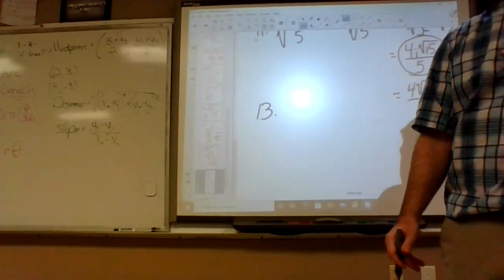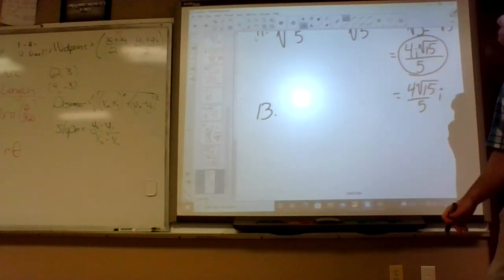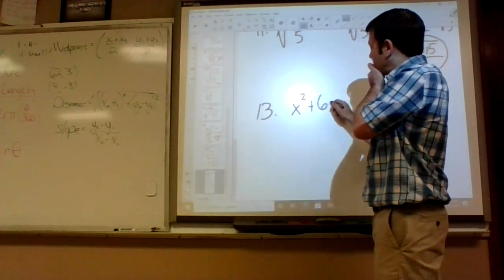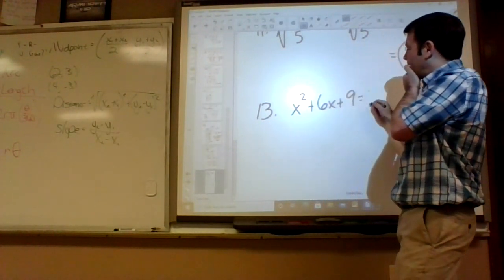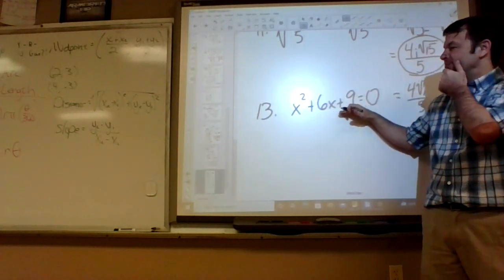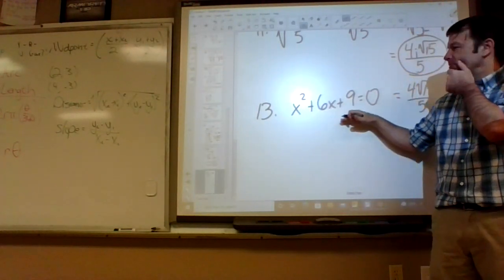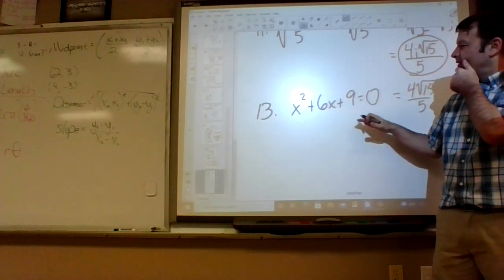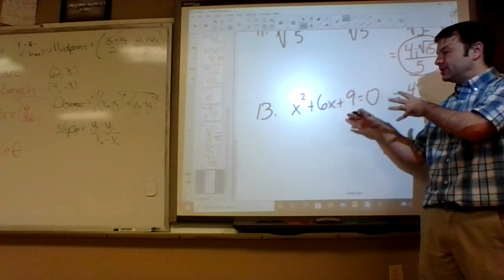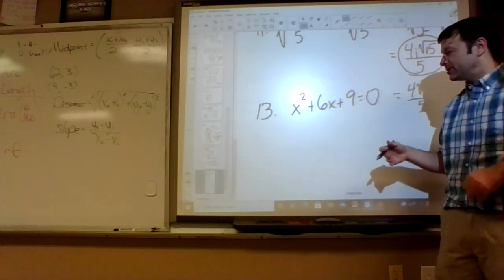Number 13. Okay, yesterday we were solving equations like this, and how did we do it yesterday? We got everything on one side with the zero. Yeah, we got everything to one side like it is right now. We factored it, and then we said, what's the opposite that would make this 0?